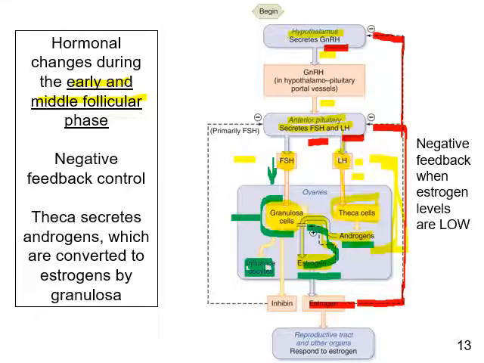There is also a hormone called inhibin, which maintains negative feedback as well, but I'm not going to dwell on that. The point is, during the early and middle follicular phase, estrogen levels are low but increasing, but they are low, and that maintains negative feedback and stable LH and FSH production.